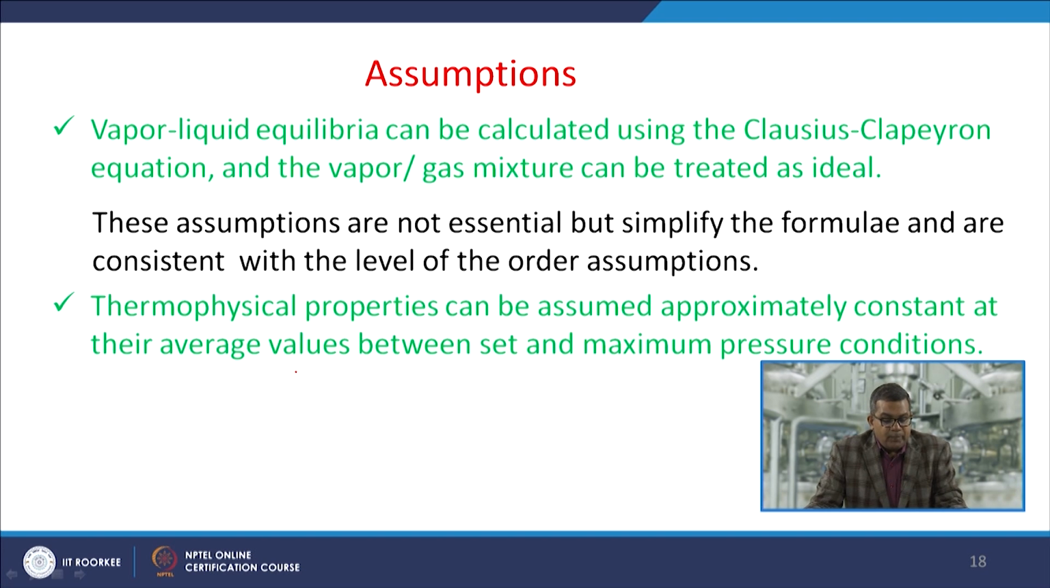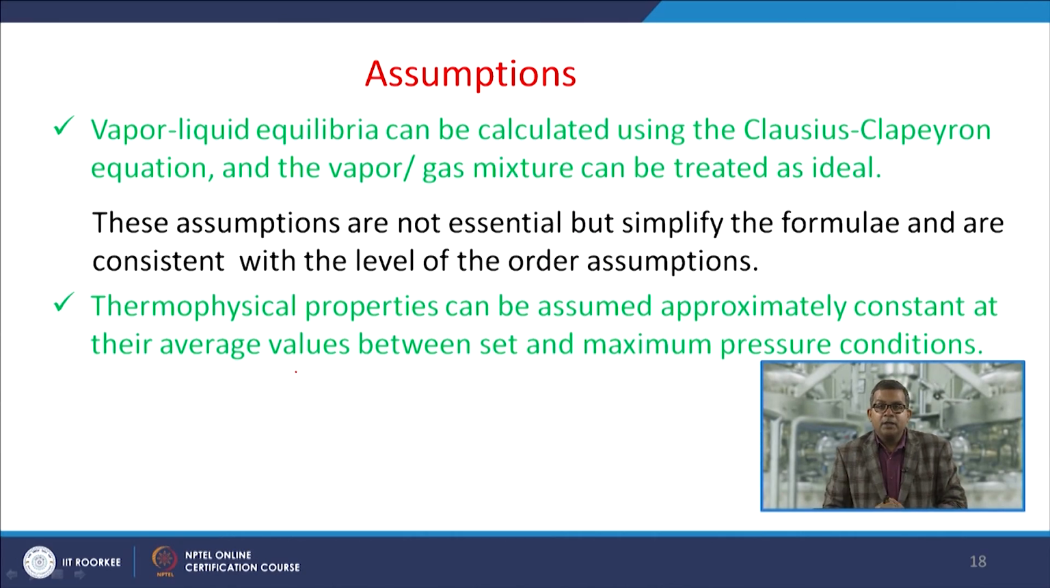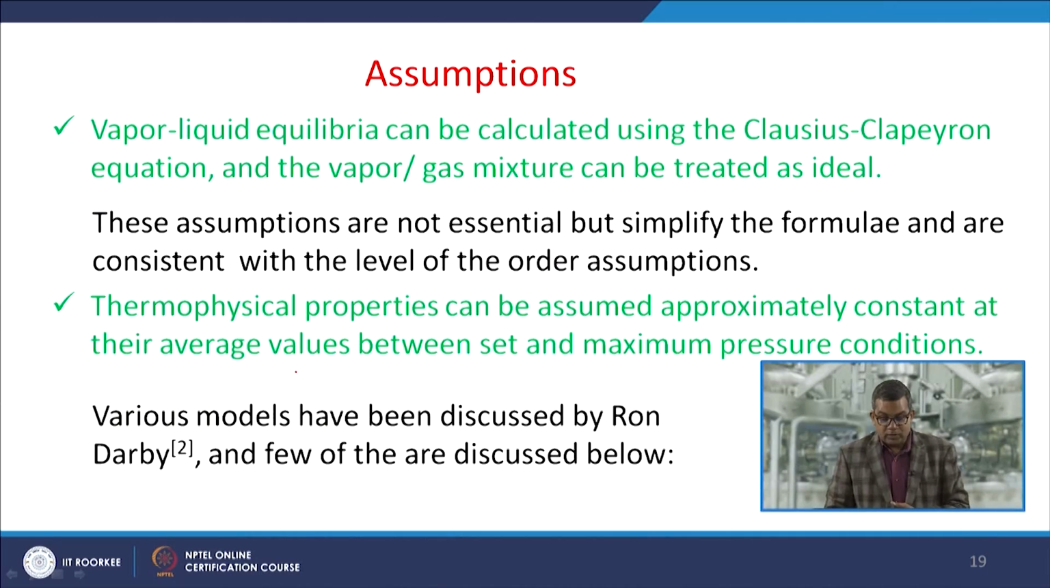Now, another assumption is that vapor liquid equilibria can be calculated using the Clausius-Clapeyron equation and the vapor gas mixture can be treated as ideal. Now, the Clausius-Clapeyron equation is one of the most fundamental equations in thermodynamics. These assumptions are not essential, but simplify the formula and are consistent with the level of the order of assumption. Now, thermophysical properties can be assumed approximately constant at their average values between set and maximum pressure conditions. This is another assumption. Various models have been discussed by Ron and Darby, and you can have a look at those models; the reference is given at the end of this particular module.